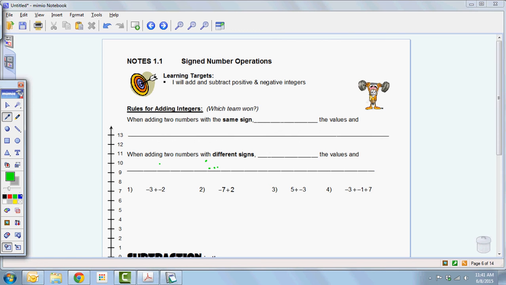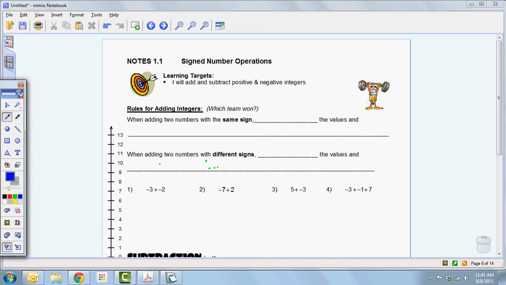Section 1.1, your notes today are going to be talking about signed number operations. So we're just going to focus on adding and subtracting positive and negative integers today. And this year, and for this section especially, I'm going to ask that you guys not use your calculator.